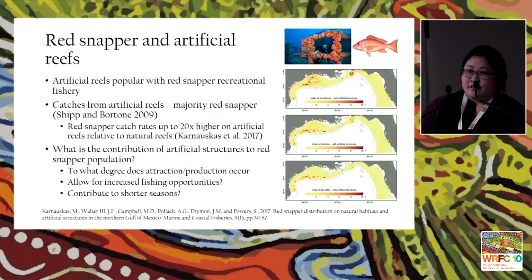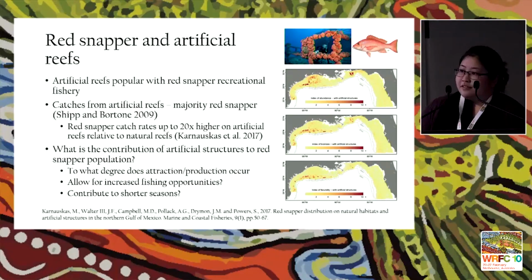The species of focus I picked is the Gulf of Mexico red snapper, because artificial reefs are very popular in this area and with the red snapper recreational fishery. A lot of the catch from artificial reefs contain red snapper. Red snapper catch rates are up to 20 times more on artificial structures than natural ones. And then, there's really high importance of artificial reefs in this fishery.